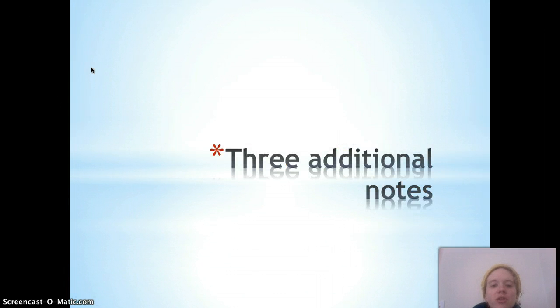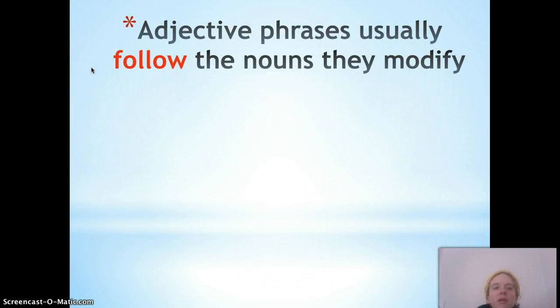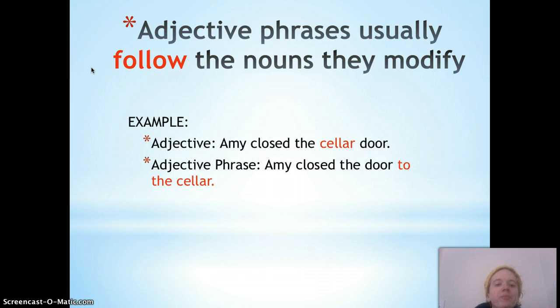Okay, here are 3 additional notes about these adjective phrases. The first one, adjective phrases usually follow the nouns they modify. So this is a little different from the way that adjectives behave. So let's look at an example. These are 2 very similar sentences. The first sentence is using an adjective. Amy closed the cellar door. So the adjective comes before the thing it modifies.